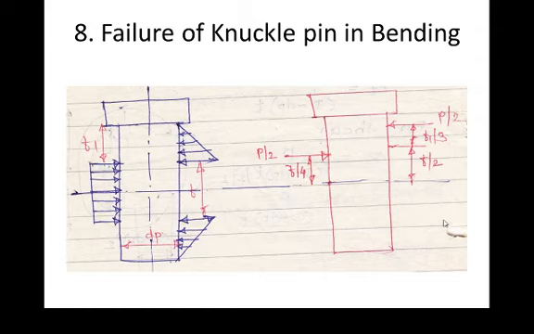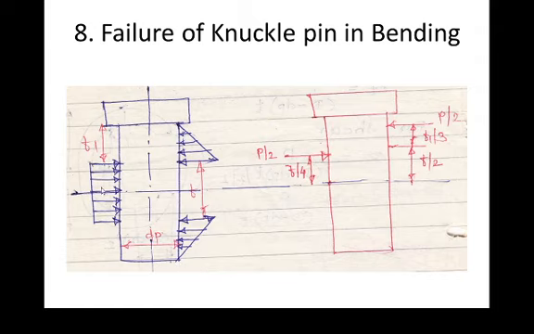Then the last one, that is the failure of the knuckle pin in bending. Now the knuckle pin is inserted into the double eye as well as the single eye. If you have seen the diagram of the knuckle pin, this 50% part is available in the single eye. This portion is available in the one fork of a double eye. This is the portion at the bottom which is available in the single eye, and this is the portion available in the double eye, as in the case of a cotter joint that we have studied.